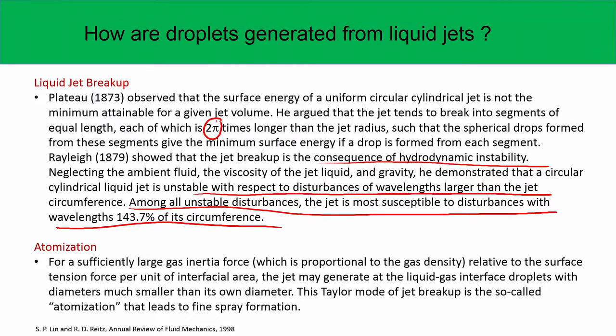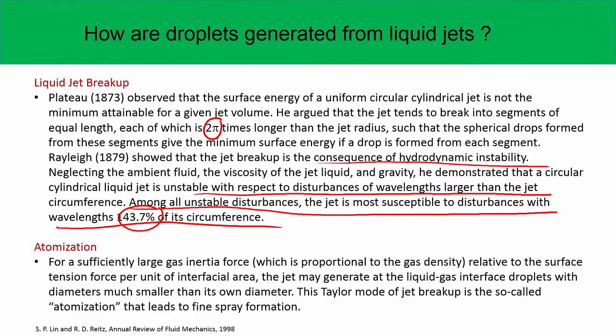Now, it is important for you to ask where this number comes from: 2 pi times the jet radius, and 143.7%. So, we will do a simplified analysis of this liquid jet breakup, which will show you why a liquid jet breakup happens. But this is very important.